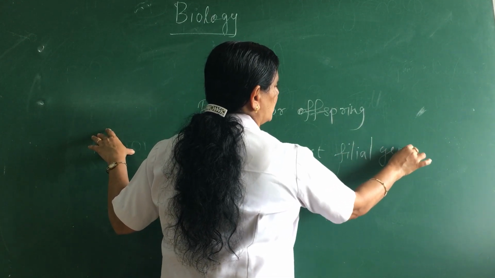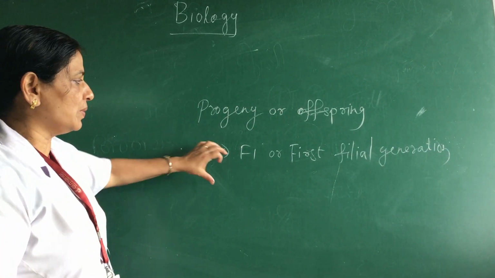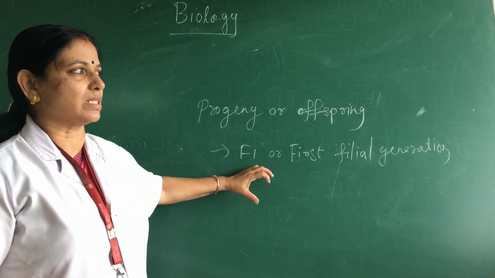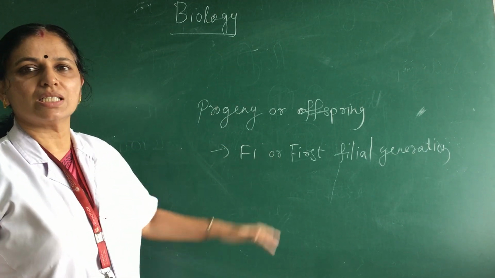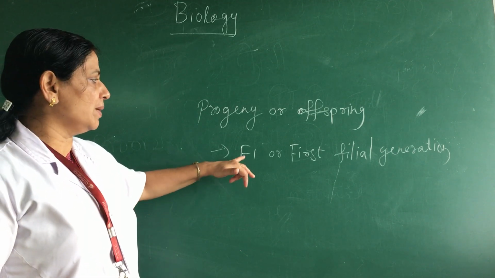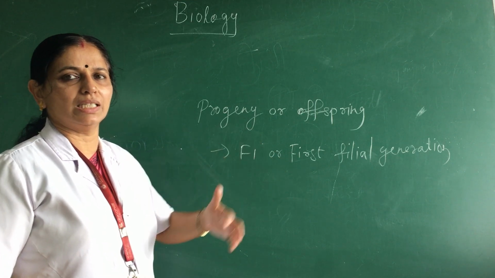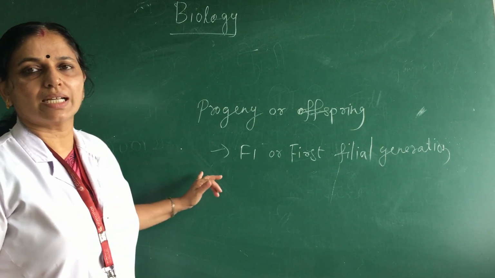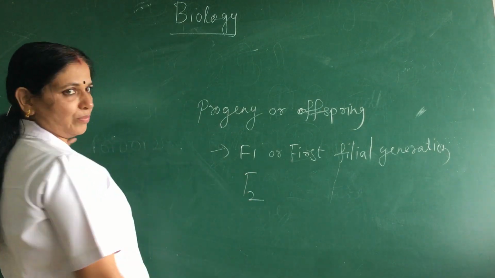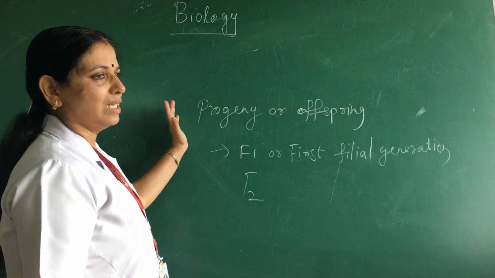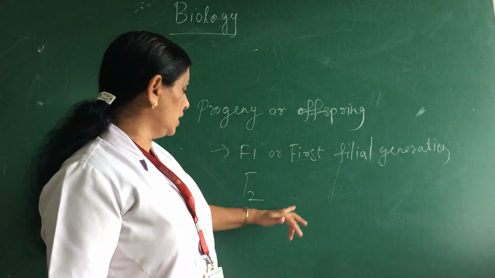Got it? And what do you mean by F2 generation? The F2 generation is when the F1 generation cross among themselves. When the members of the F1 generation cross and produce a new offspring, that is known as F2 generation or second filial generation. It is usually represented by using the letter F2. Got it?